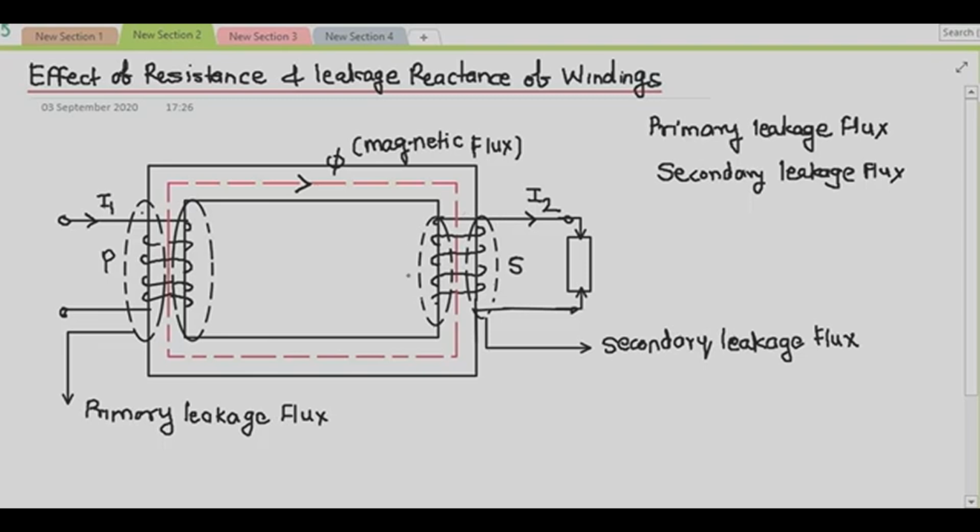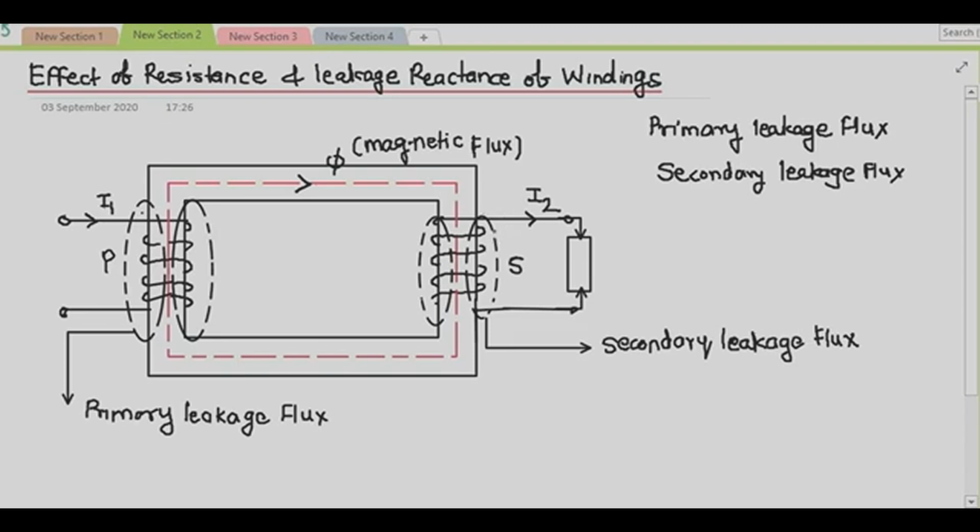Therefore, the leakage flux of that respective winding is considered equivalent to an inductance placed in series with that winding. The reactance of that inductance is called the leakage reactance of the winding. Similar to resistance, both primary and secondary leakage reactances cause a voltage drop in the respective winding.